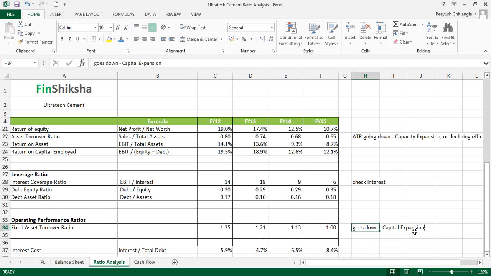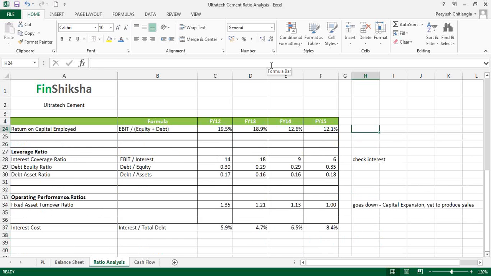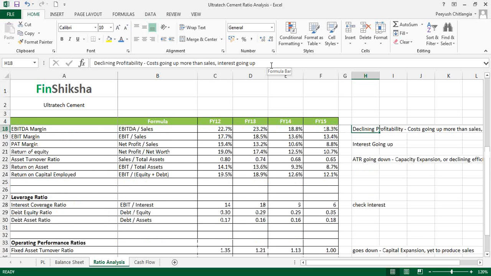It might take 2-3 years before the capacity comes on stream. So it's possible that they have done a lot of capacity expansion, but that is not really producing anything right now, right? Capital expansion yet to produce sales out of that, right? So that's a possibility. If you read about Ultratech, you'll find that is indeed what has happened, that they would have increased capacity over this period from a certain capacity to a certain number.